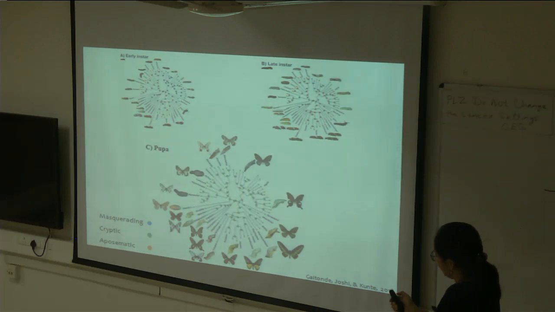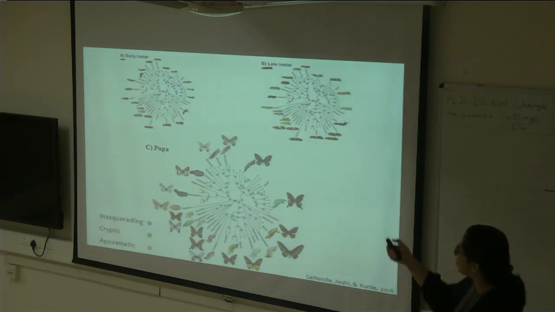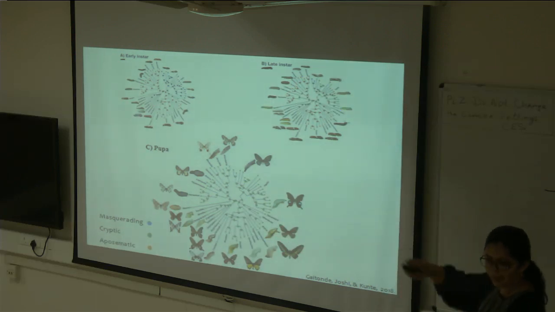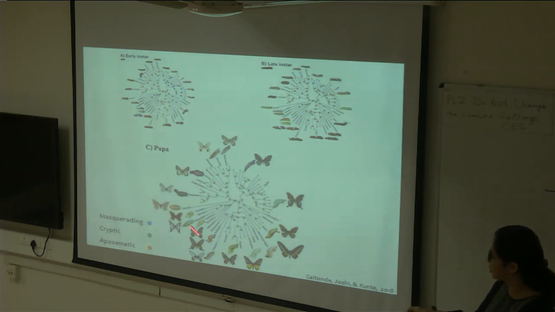What happened when we looked at pupa? They're all cryptic. There is no masquerading and aposematic coloration. By the way, these same caterpillars were showing aposematism, so they have fed on toxic plants. But at the pupal stage, they went for crypsis. Because if you remember, at the early instar and late instar caterpillar stage, they move, they are mobile. Pupae are stationary. So a cryptic strategy had an advantage.